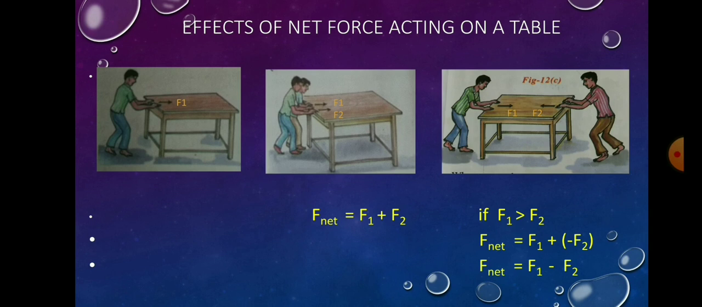When forces act on a body in a straight line in opposite directions, the net force is equal to the difference between the two forces. An object at rest moves in the direction of the net force acting on the body.